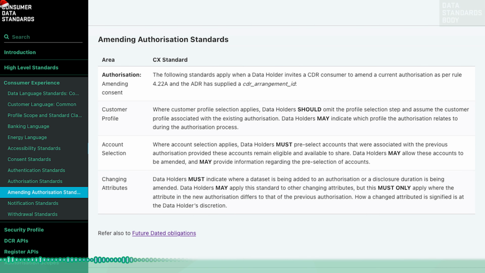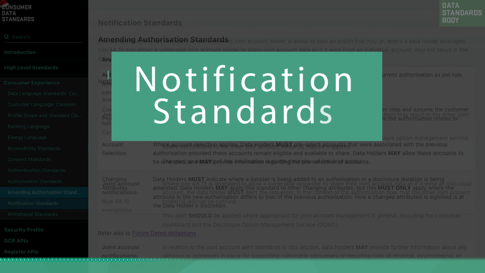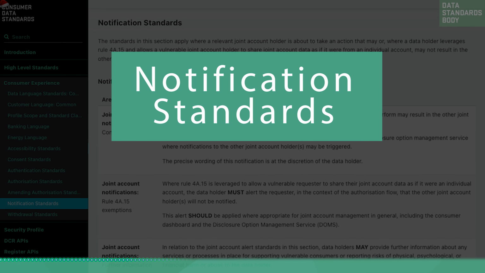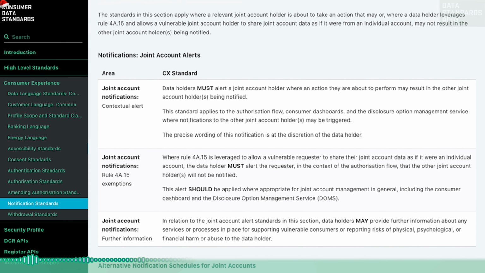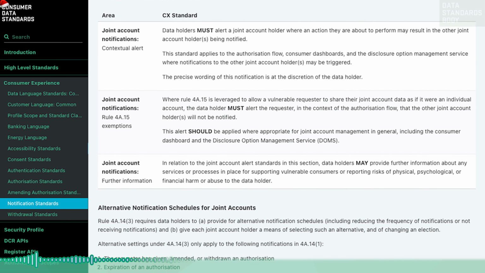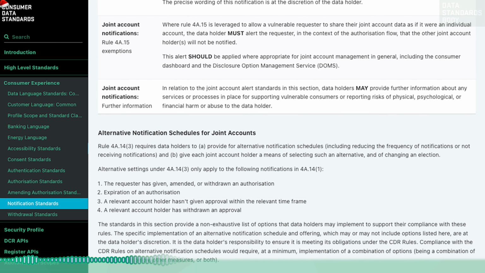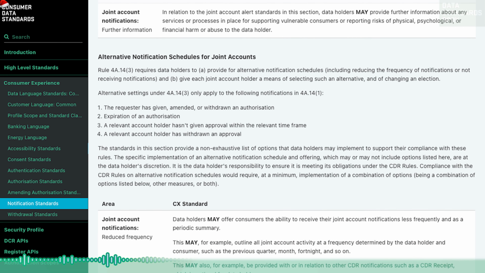The Amending Authorization Standards specify binding requirements on notifications and other actions associated with a consumer amending a consent. The CX Notification Standards specify how a joint account holder must be informed of a number of events that occur in relation to joint account data sharing.